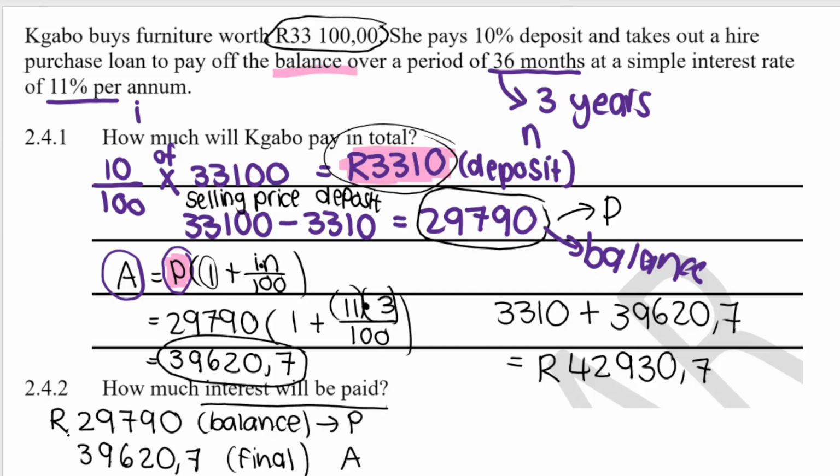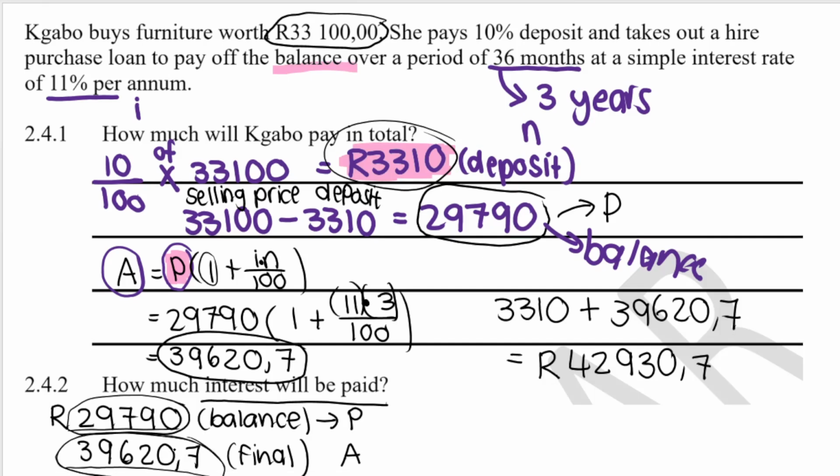So if I started with this amount and I ended with this amount, why is there a difference between those two amounts? How did the amounts get bigger? What caused the amounts to increase? How did it go from being 29,790 to 39,000 and whatever? It increased because of interest. And that is what this question wants to know. How much interest?